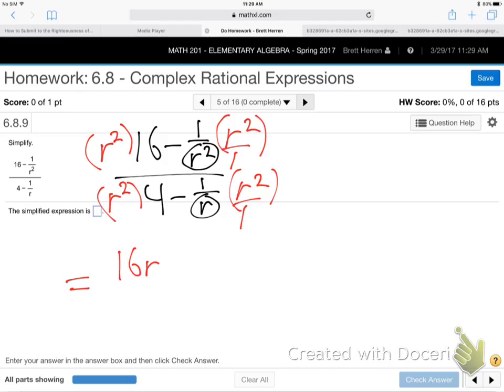So 16r squared. These guys cancel. Minus 1. That good so far? 4r squared minus. Did everybody see that's going to be r there? Because this r will cancel. I'll just cancel out the power, leaving 1r left over. Because the 2 on the top cancels one of the ones on the bottom. It leaves 1 extra on the top, right? So you're canceling out one of the r squared? That's really what I'm doing, yeah.